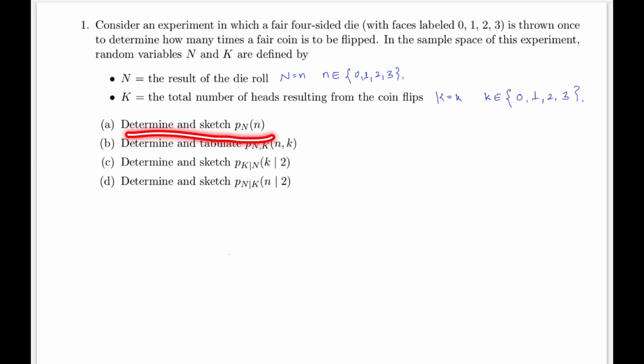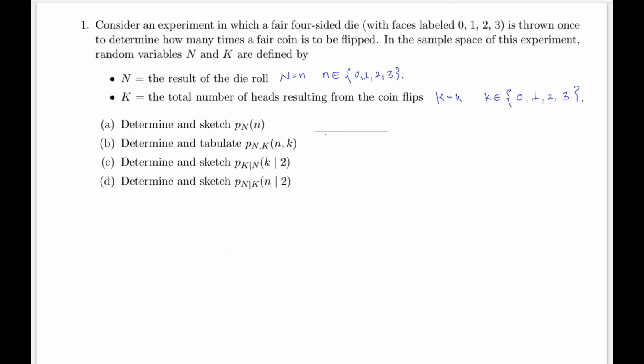So in part A we are just talking about throwing a die. The total number of elements in the sample space is 4. The die is fair, so all outcomes are equally probable. So we can directly say that, or we can even draw this PMF. So let's draw it.